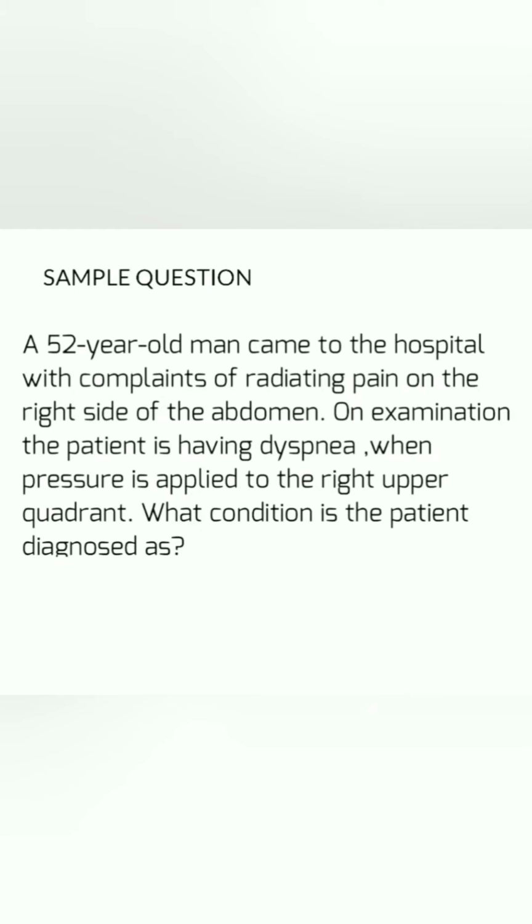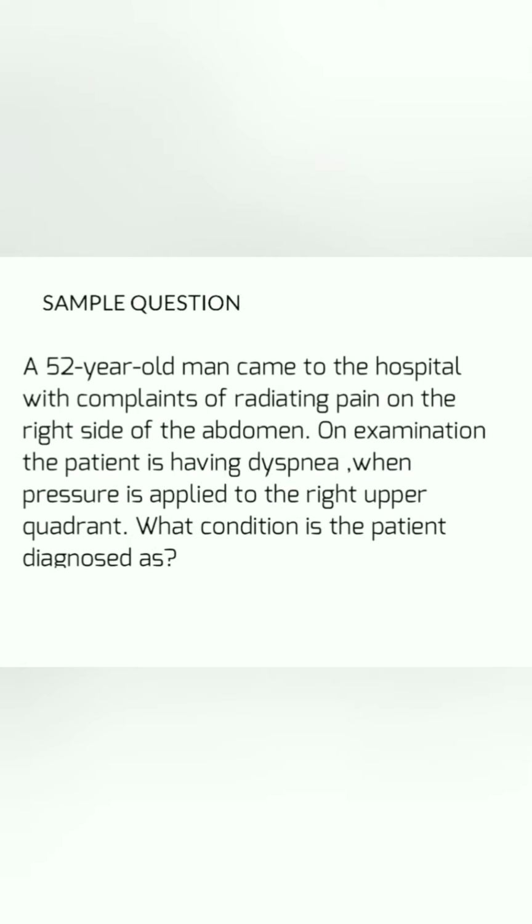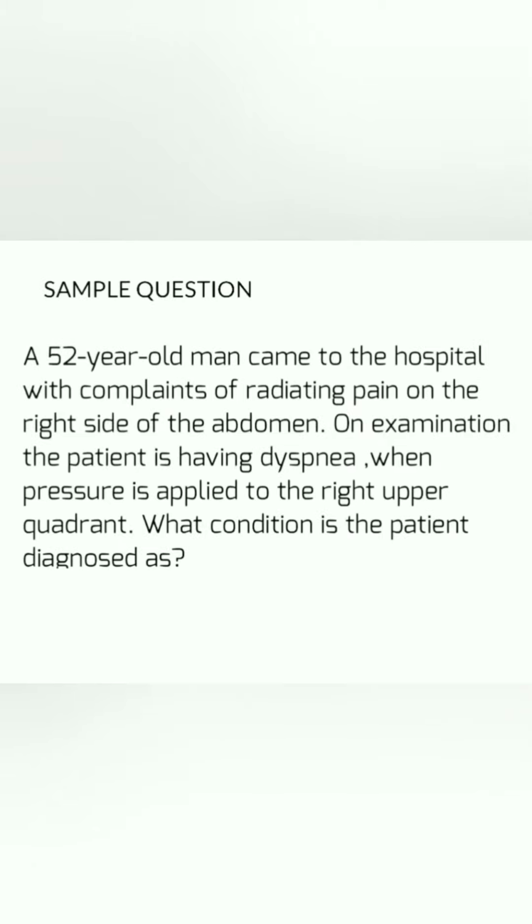Here we have a sample question. A 52-year-old man came to the hospital with complaints of radiating pain on the right side of the abdomen. On examination, the patient is having dyspnea when pressure is applied to the right upper quadrant. What condition is the patient diagnosed as? So this is a sample question. This is the pattern of questions you will get for exams like DHA, HAAD, Prometric, etc. In my upcoming videos, I will be sharing more questions with you.